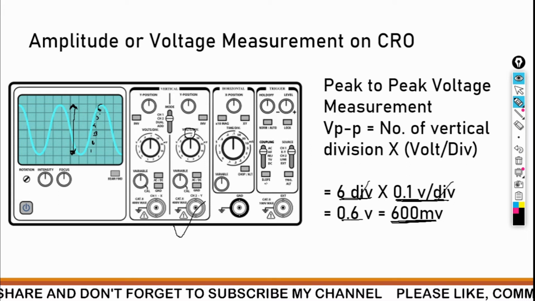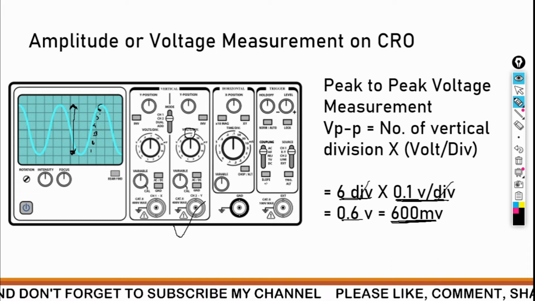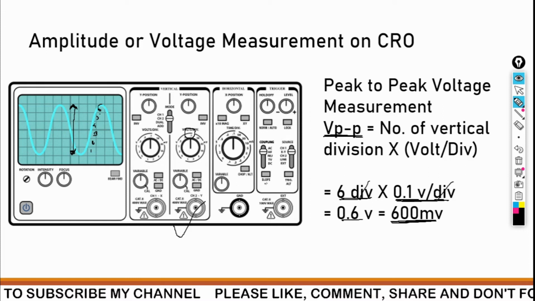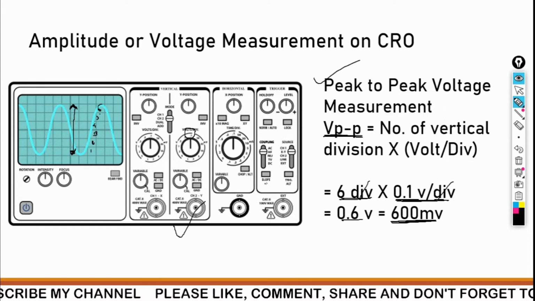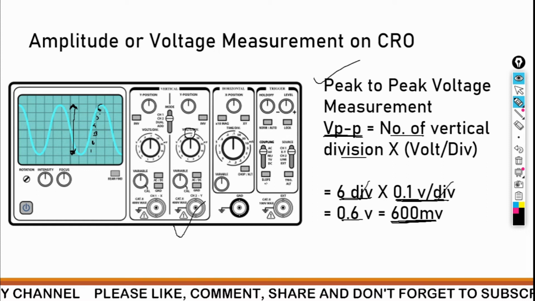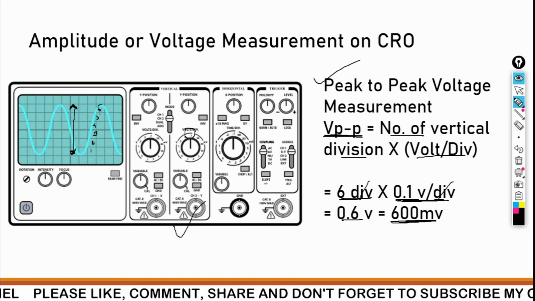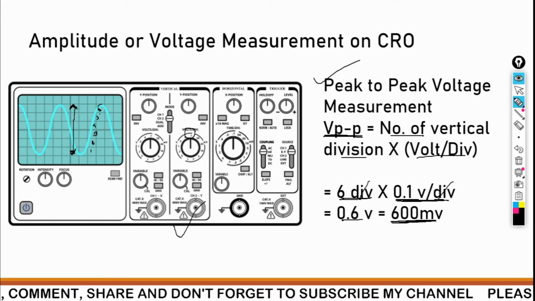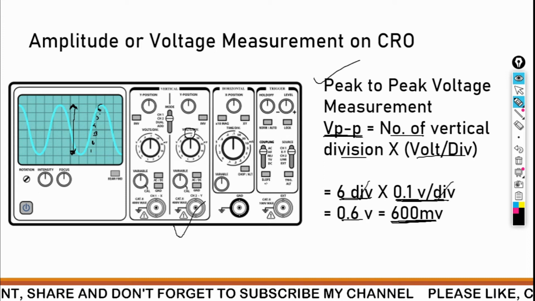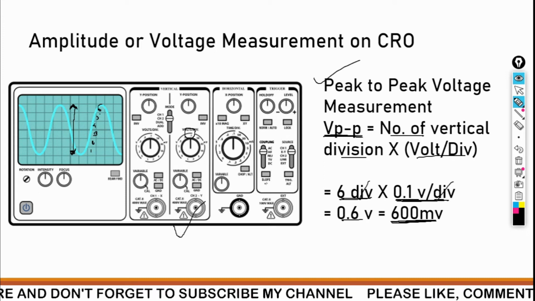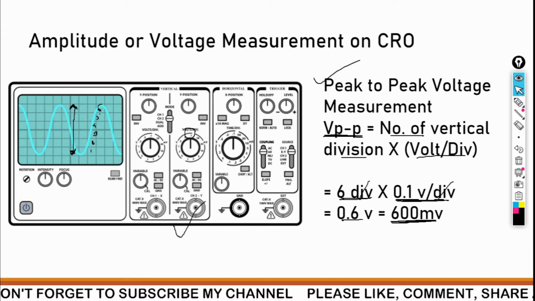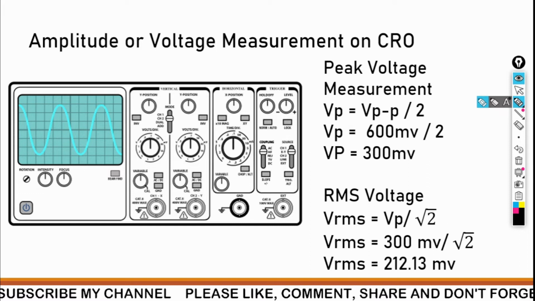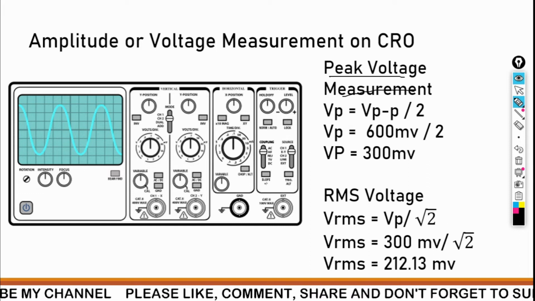So this is the way we can measure the voltage or amplitude of the signal, but that amplitude is the peak to peak voltage. Peak to peak voltage measurement is equal to the number of vertical divisions multiplied by volt per division. Here there are 6 divisions vertically and the knob is at 0.1, so 0.1 volt per division. If we cancel division, we have 600 millivolt.